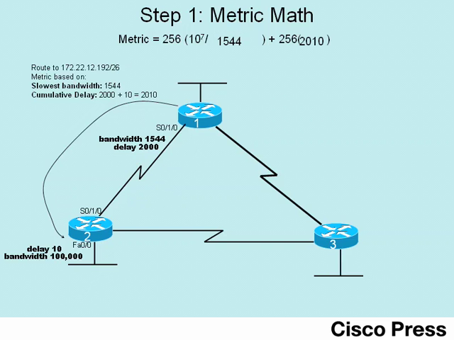Now you can do the math yourself. I'll show you the steps broken down a little bit here just for reference. There's the math inside the parentheses. There's the multiplication by 256. Then add them together, you get 2,172,416. The number itself is not all that interesting, but we'll see it in several of the show commands coming up next.